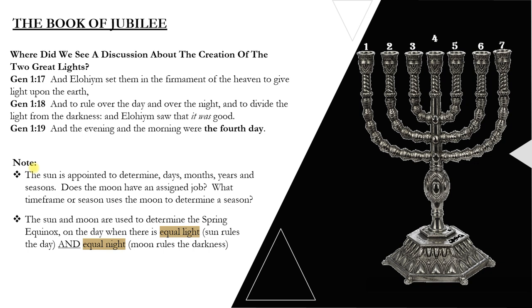This happens twice a year, the spring equinox and the fall equinox. So the spring equinox, when this happens, this is when we use this time frame to begin our calendar. And I will prove that also as we move forward. But I just wanted you to see that the moon does have a role. It's just not for determining the years, the months, or the days. Jubilees tells us very clearly what the sun is for and what the moon is for.